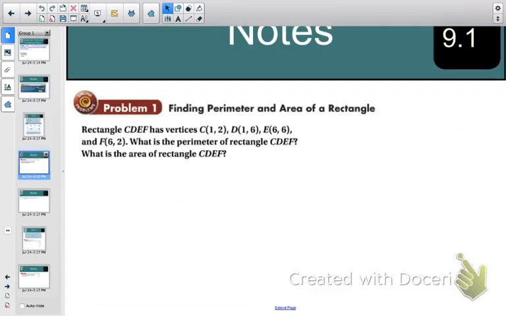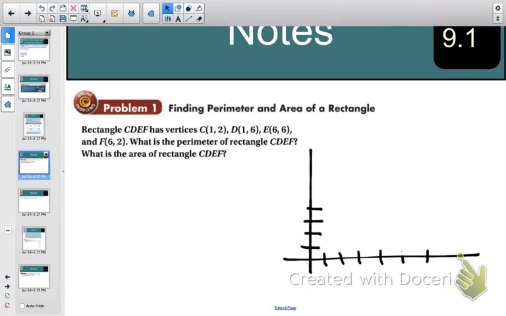Okay, so now we have a rectangle CDEF with these vertices. What is the perimeter and what is the area? The first thing I would do here is to graph and plot each of these points. They should all be in the first quadrant because everything's positive. 1, 2, 3, 4, 5, 6. 1, 2, 3, 4, 5, 6.